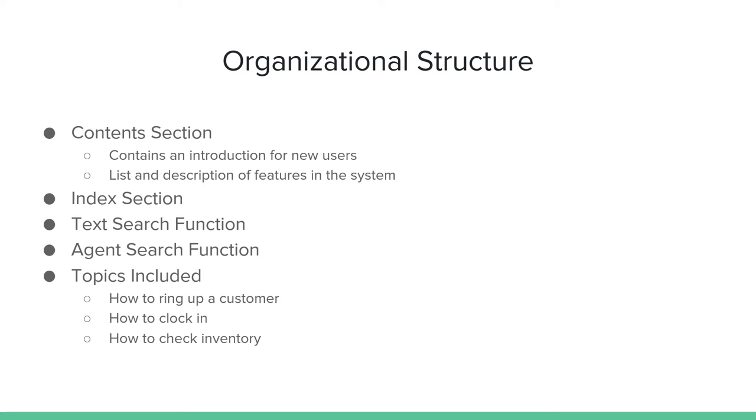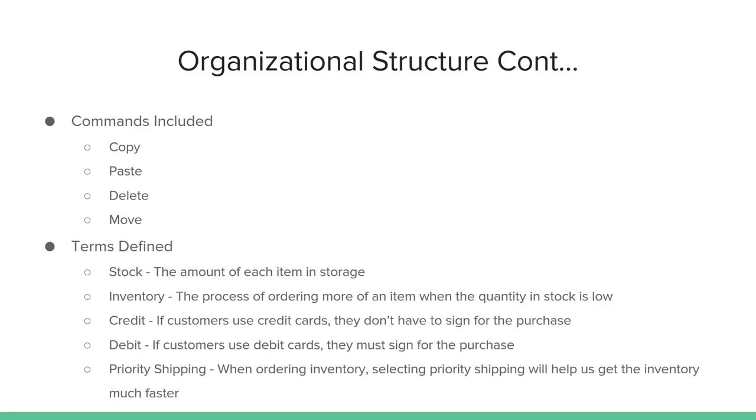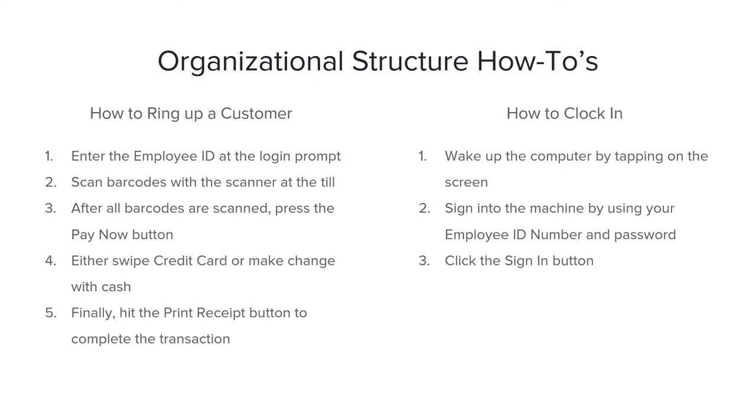The content section will contain an introduction for new users and a list with descriptions of features in the system. The types of topics included will be how-tos, such as how to ring up a customer, how to clock in, and how to check inventory. The types of commands included will be copy, paste, delete, and move. The terms defined will include stock, inventory, credit, debit, and priority shipping. Here is an example of how some of our how-tos will be structured.